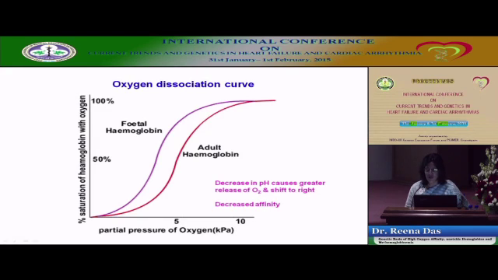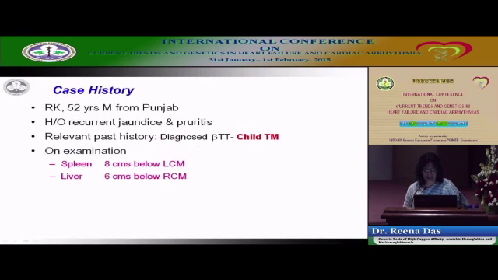Then the oxygen dissociation curve, we are all very aware of: adult hemoglobin very easily gives off oxygen, whereas fetal hemoglobin has its inherent property where it gives off less oxygen. So any condition which gives rise to a decrease in pH can give rise to release of oxygen very easily, but the opposite happens if there is a high oxygen affinity. So we usually call it a shift to the right or a shift to the left. So I'll just give you the case history.